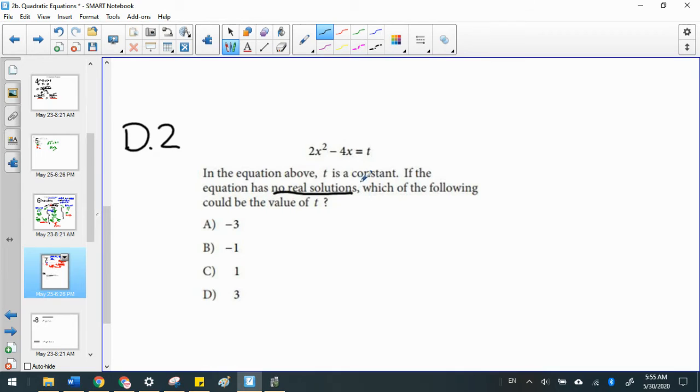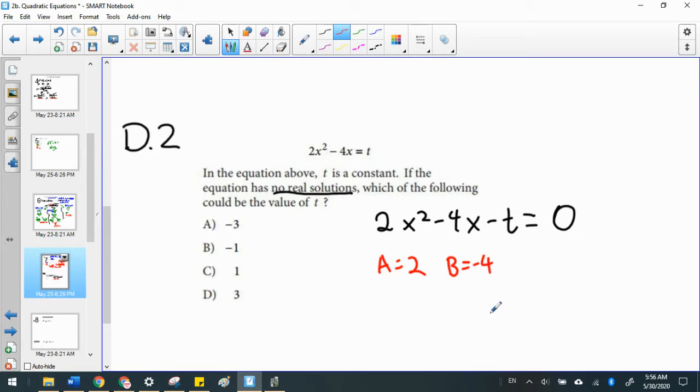So if I was going to use a quadratic formula, or at least a radical part of the quadratic formula to help me do this problem, I first have to make sure everything equals 0. So I'm going to have to move that t over in order to make everything become equal to 0. And we're going to make a equal 2, b equal negative 4.